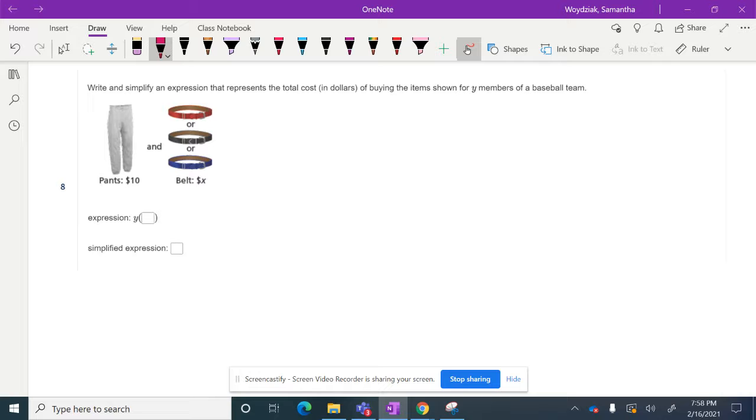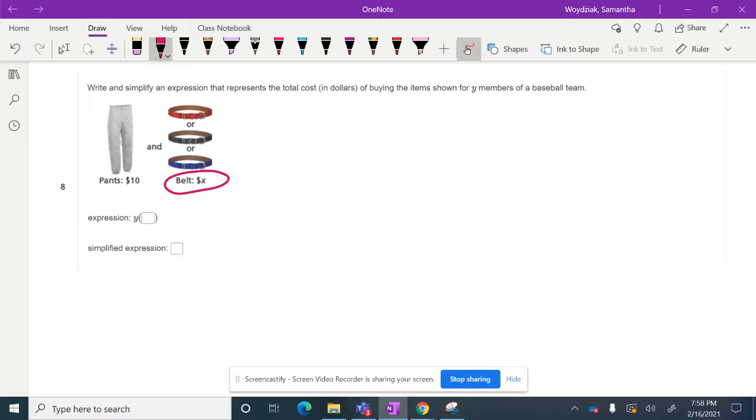And then there's 3 different choices of belts, right? So you get a red belt, a green belt, or a blue belt. And it looks like we don't know the cost of that. So it says the belt is going to be X dollars. So, when we're doing this, we have to really think about what's going on here.